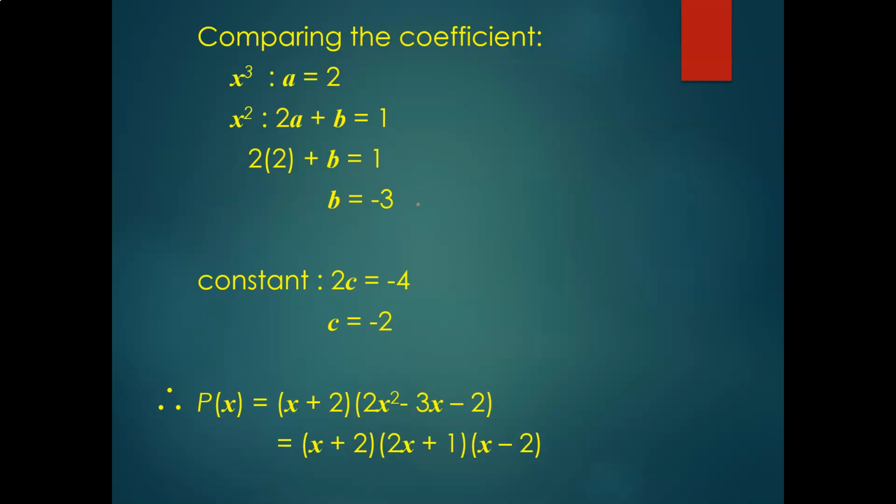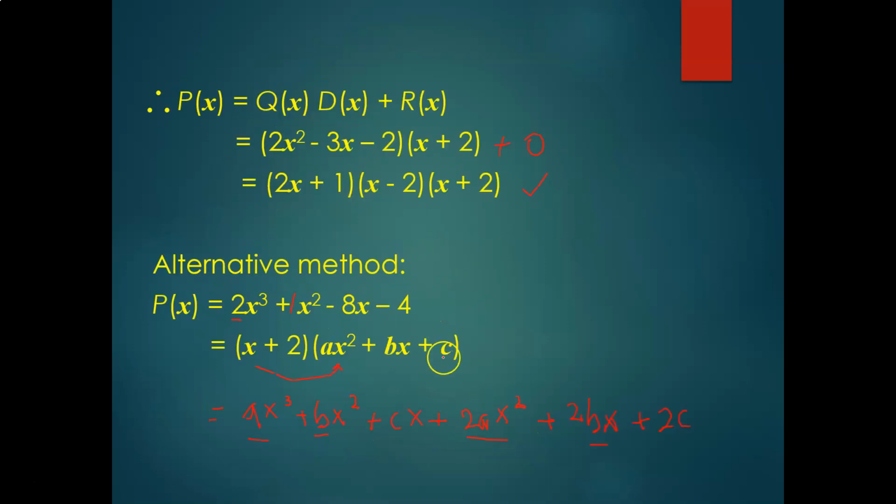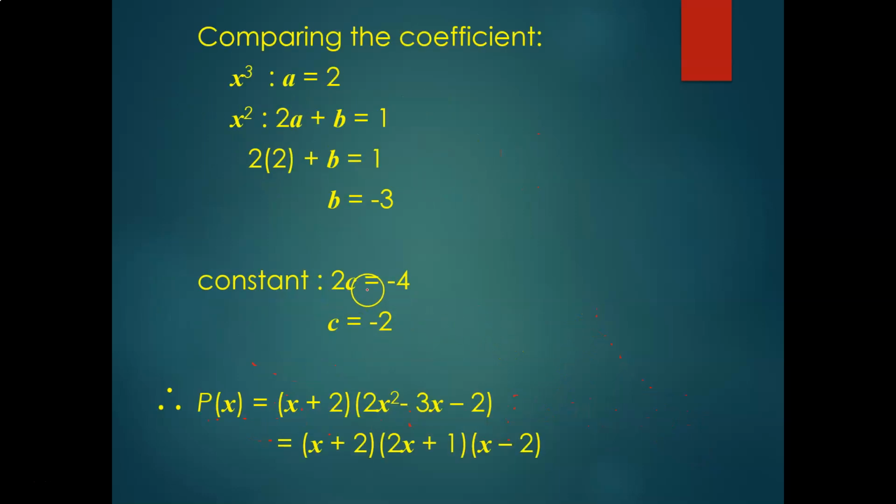Okay, so you have a and b already. Now you want to obtain your constant. So kalau refer balik, constant kita yang mana? Constant kita adalah this one, 2c. This is our constant. So constant actually equal to this one. Dia sama kan? So you samakan dia. Negative 4 equal to 2c. So you obtain c equal to negative 2.